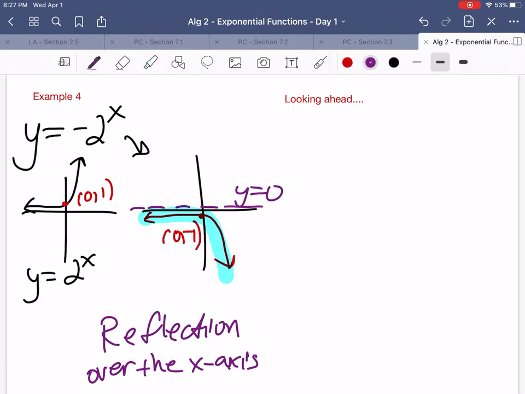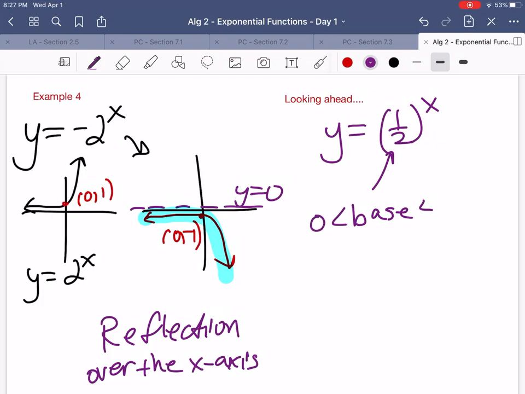Looking ahead in the next lesson, we're going to talk about exponential functions that would be something like 1/2 to the x. When you have a number right here, when your base is between 0 and 1, what you're going to get is a graph that is decaying. This graph would be decaying, starting from the left really high and coming down. So we're going to talk about that next time.